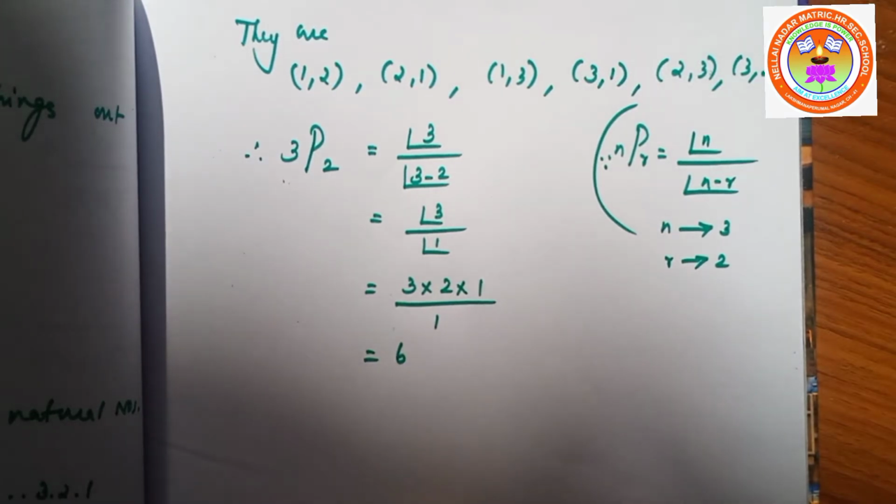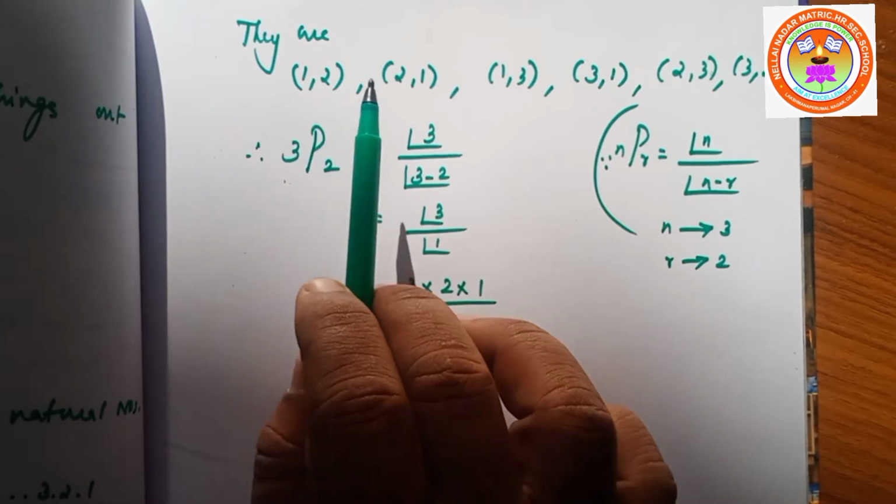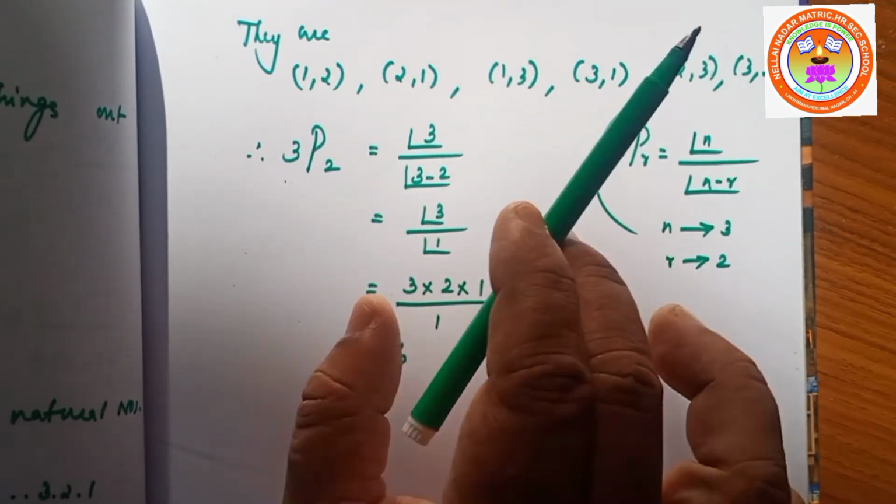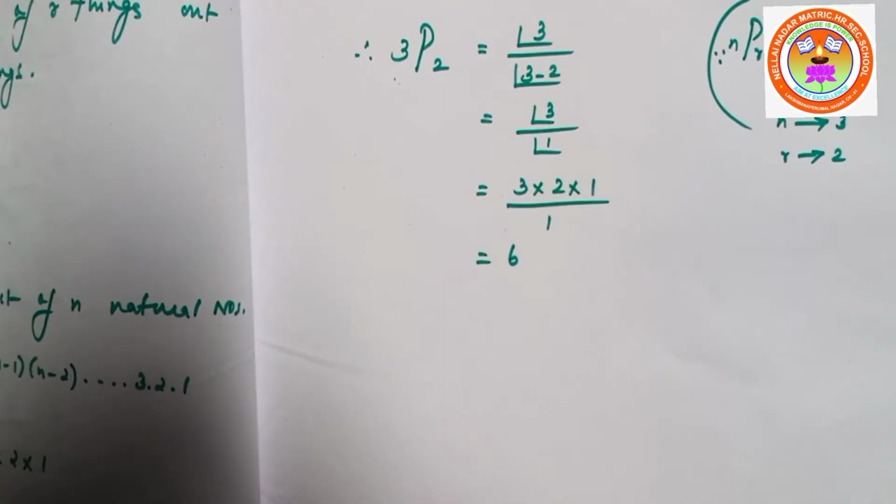So we have 6 arrangements here, correct? 1, 2, 3, 4, 5 and 6. Now I can do exercise 2.2.